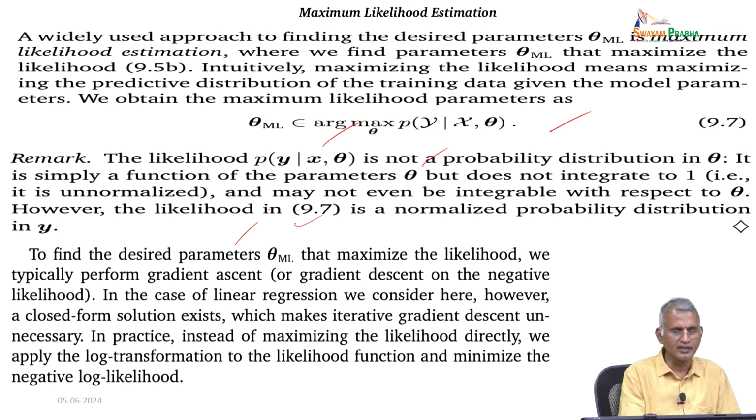To find the desired parameter θ_ML that maximizes the likelihood, we typically perform gradient ascent, or gradient descent on the negative likelihood. In the case of linear regression we consider here, however, a closed-form solution exists, which makes the iterative gradient descent unnecessary. In practice, instead of maximizing the likelihood directly, we apply the log transformation to the likelihood function and minimize the negative log likelihood.